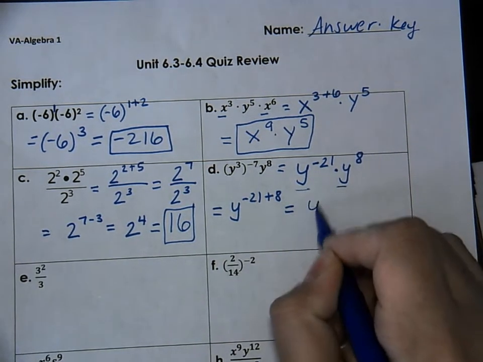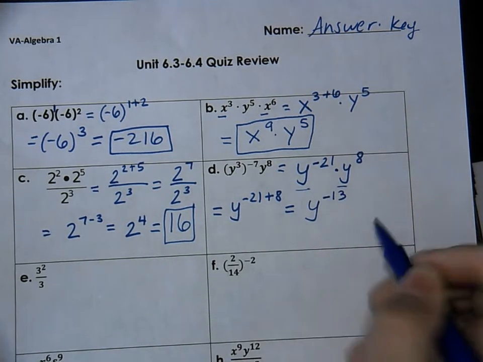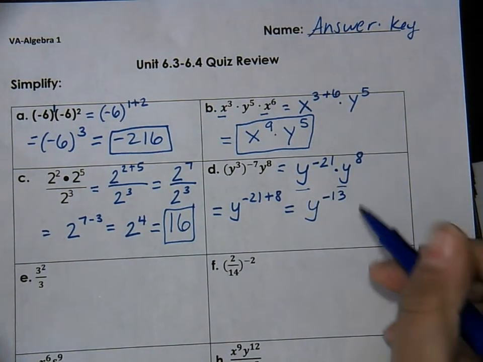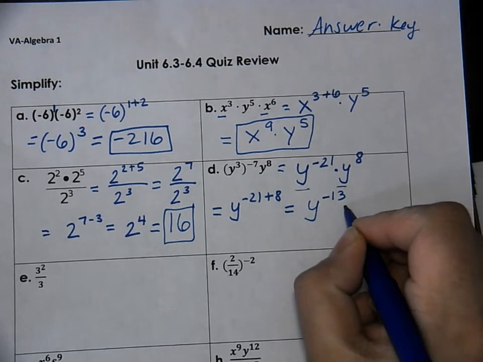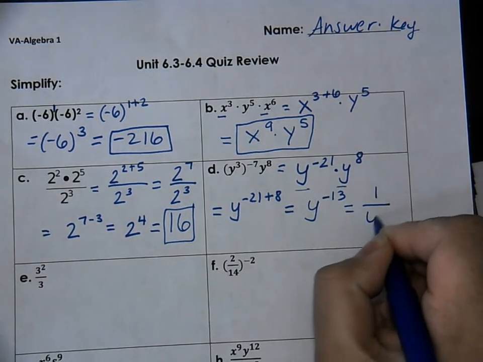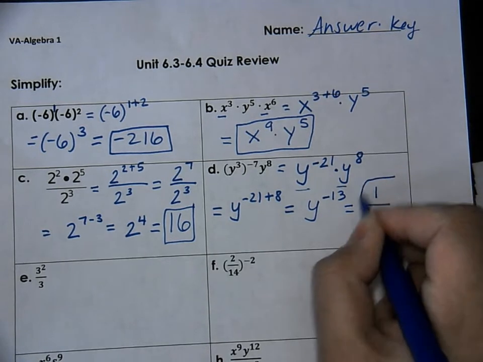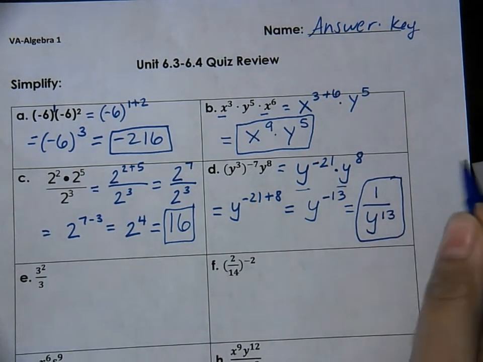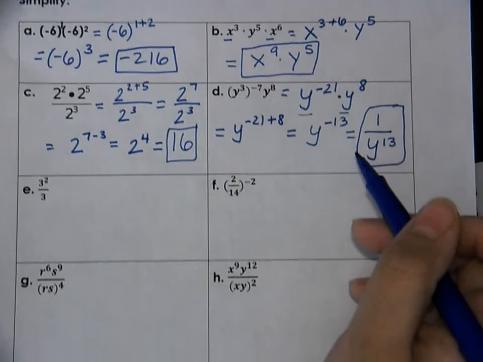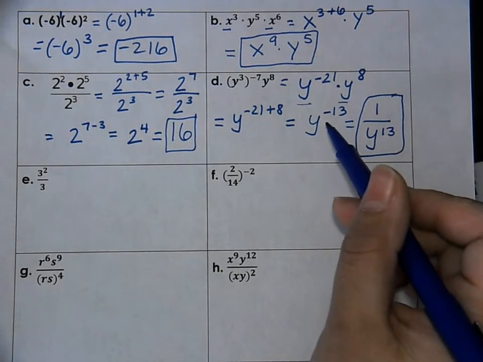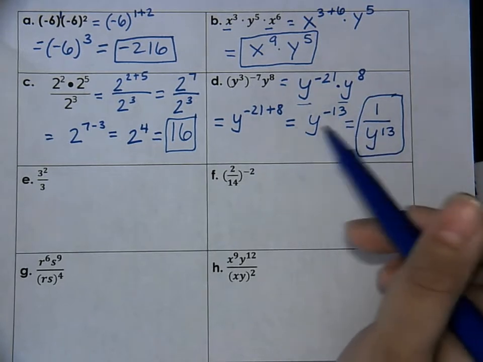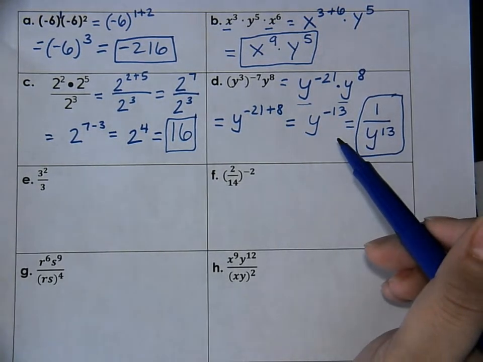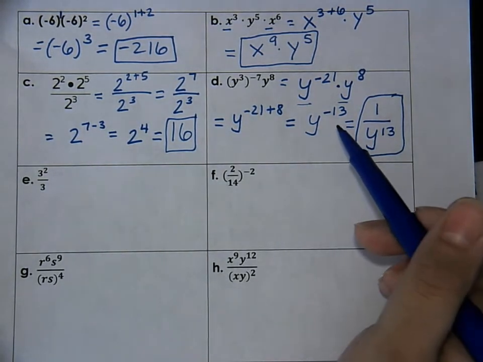So now I'm looking at y to the negative 13th, and I'm still not done because I don't want to leave a negative like that in the exponent. I have to write this as 1 over y to the 13th. This is what we learned last week. When you work with negative exponents, you can't leave your answer that way. We saw that we need to simplify when we did our notes. Anytime you're simplifying, you can't leave negative exponents.